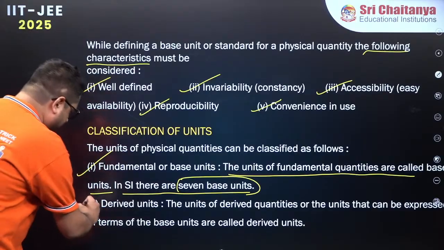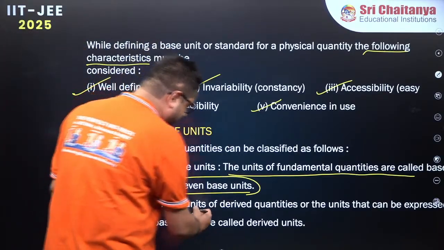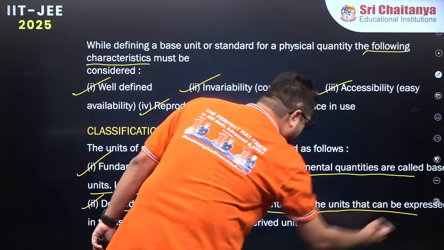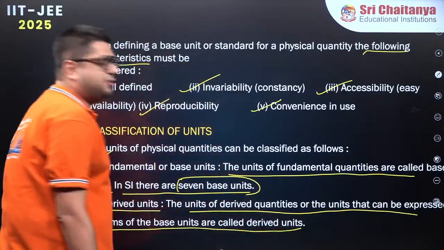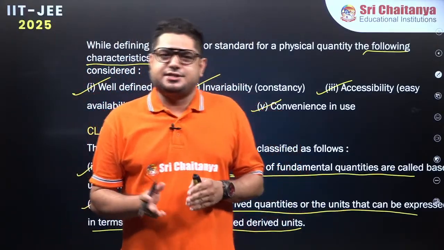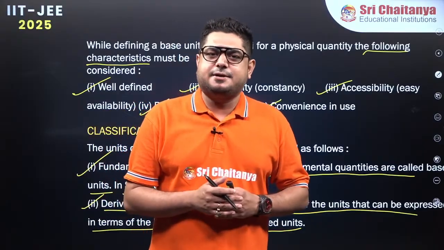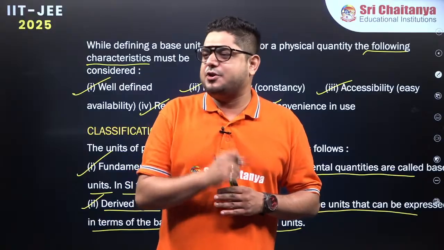And the derived units: the units of derived quantities, or the units that can be expressed in terms of the base units, are called derived units. In other words, the units associated with the derived physical quantities are going to be known as derived units.